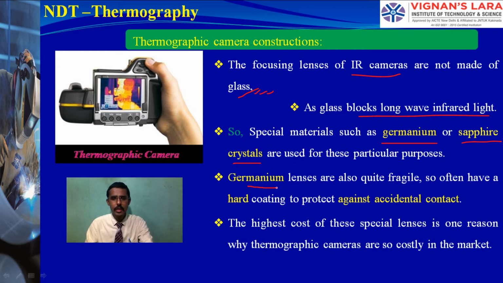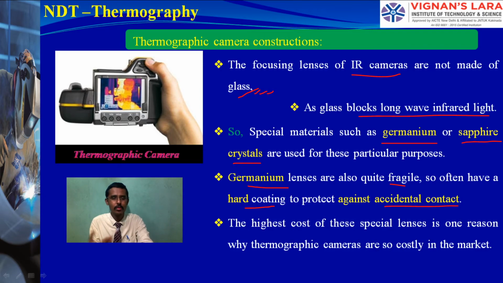Germanium lenses are also quite fragile, so they often have a hard coating to protect against accidental contact. It is also somewhat brittle. Therefore, we use hard coatings to protect from accidental falling down and escape damages. That is also one of the reasons. The germanium itself permits the rays, and the hard coating increases the price of the camera.